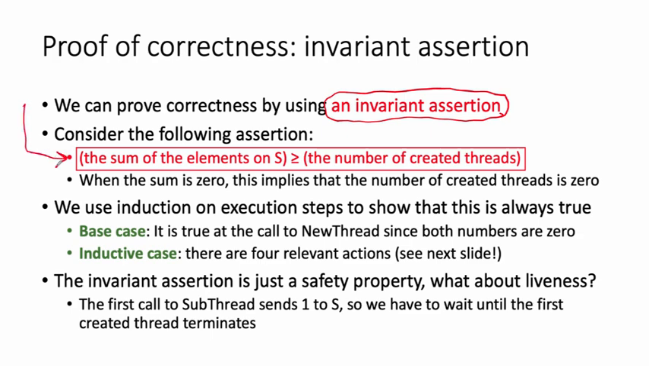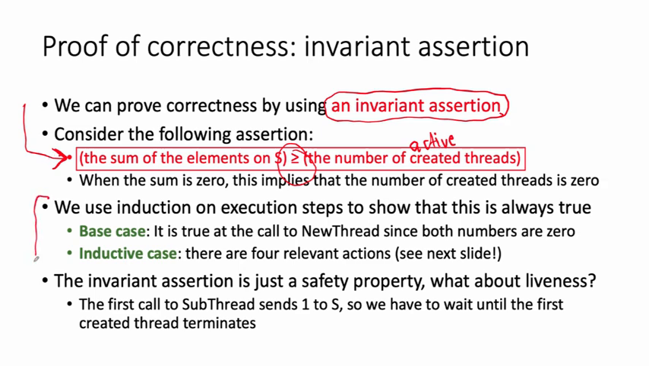So let me make an invariant here in red. The sum of the elements on S is greater than or equal to the number of created threads. So I'm creating threads. Actually it should be the number of active created threads. When the thread is terminated, then it will no longer be counted. So the number of active threads. So then the sum of the elements on S is greater than or equal to the number of active threads. So this is an invariant, and we will show that this invariant is always true.